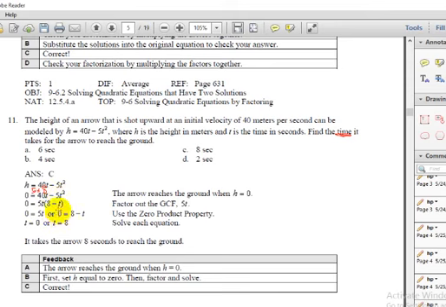Very good. Now I'm going to split my paper into two parts. 5t equals 0, so t equals 0. Here 8 minus t equals 0, that negative t will go to the other side, so t equals 8. Of course, I'm going to take the time, which is 8. So the time equals 8, which is C.